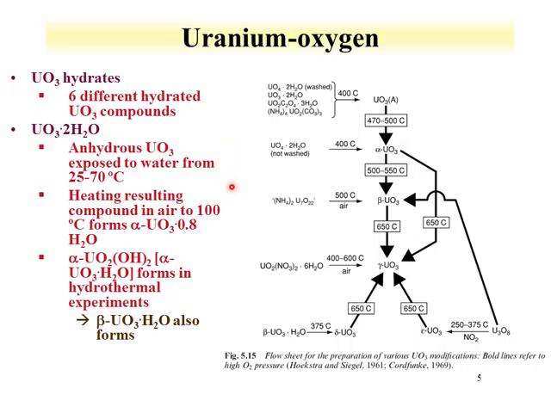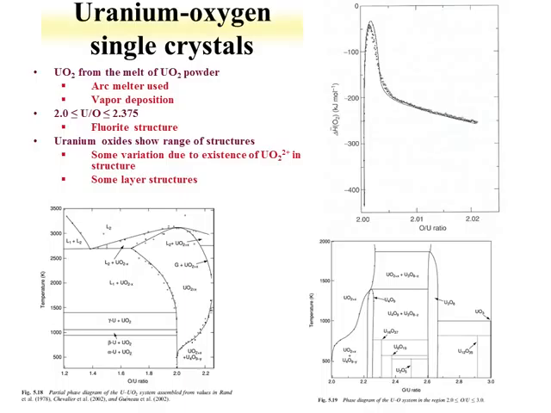Here's a complete route for making different uranium trioxides. You start with different starting materials, different temperatures, getting different phases. Now, what we've just explored is the fact that the uranium-oxygen system is fairly complex. UO2, U3O8, UO3. In fact, if we look at the phase diagram of the system.